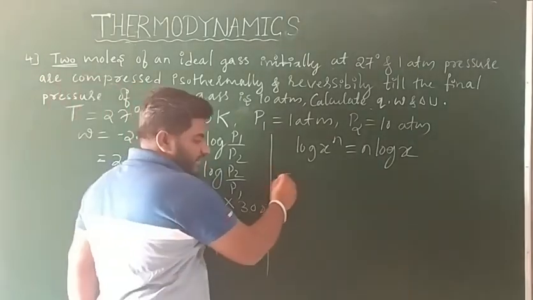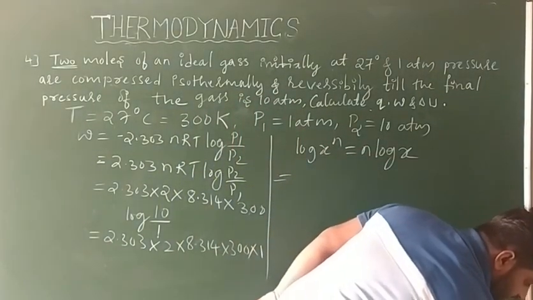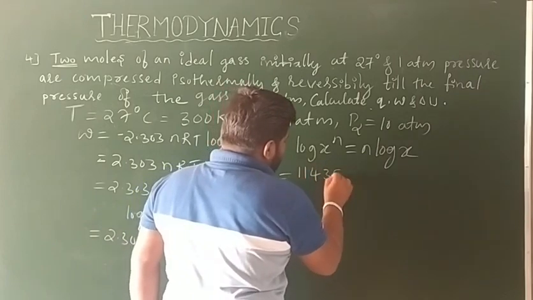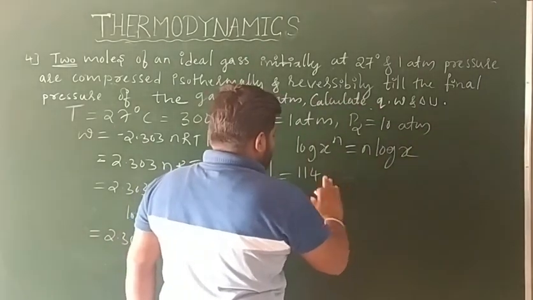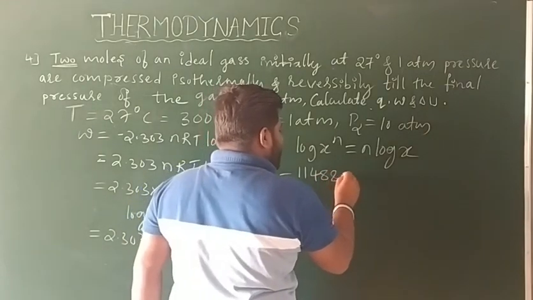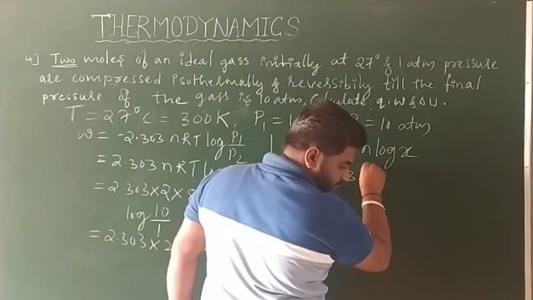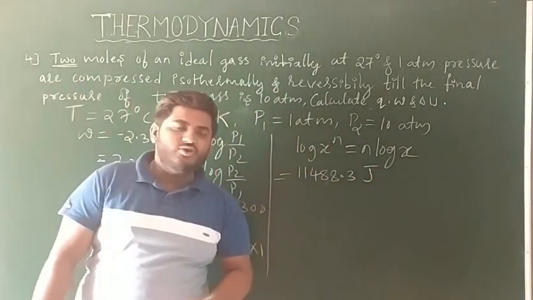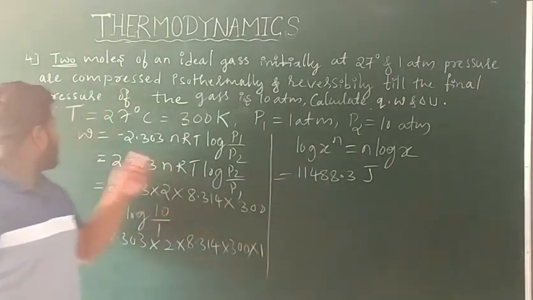So finally by calculating everything, multiplying everything, you get the answer 11,488.3 joule. That is what W, the work done, is.